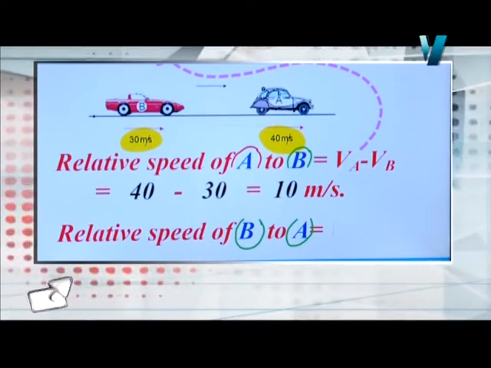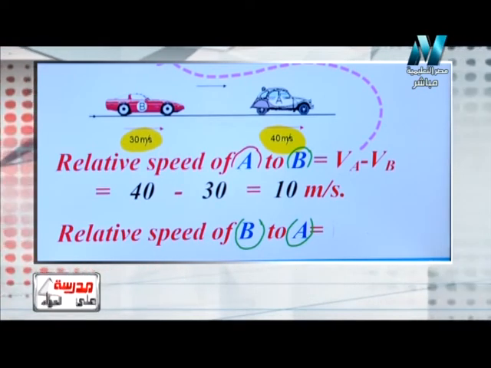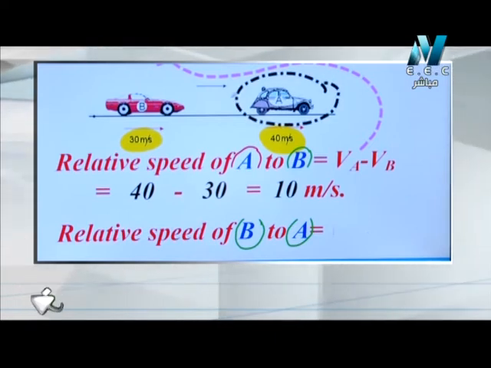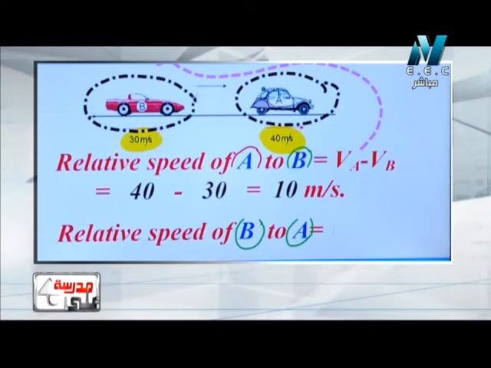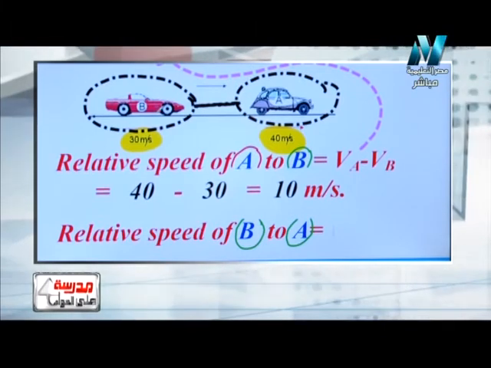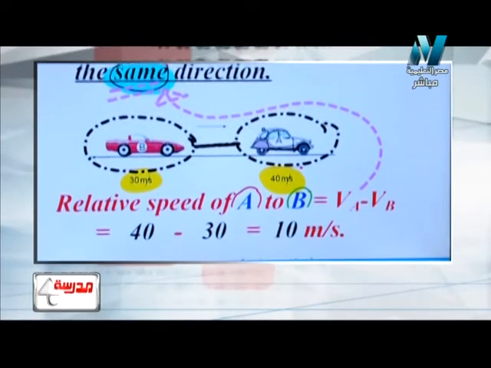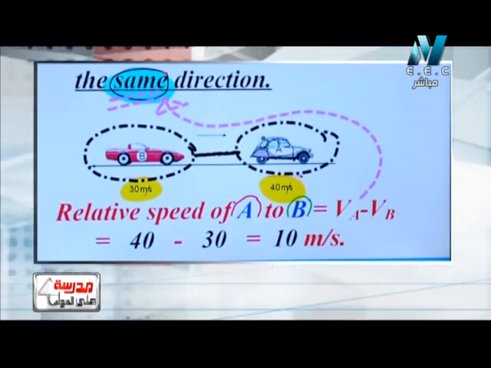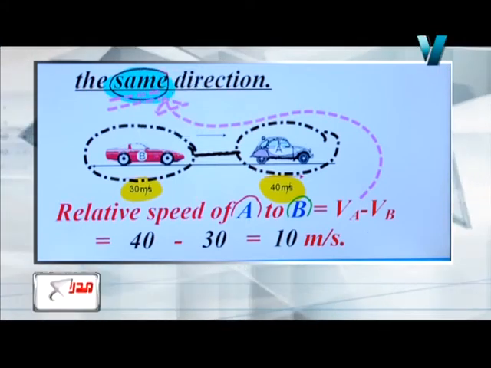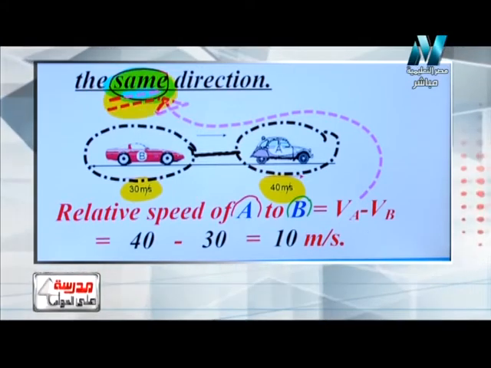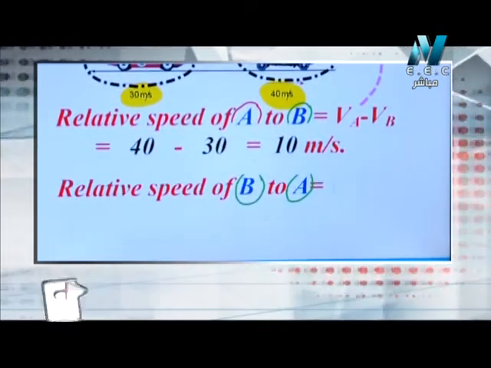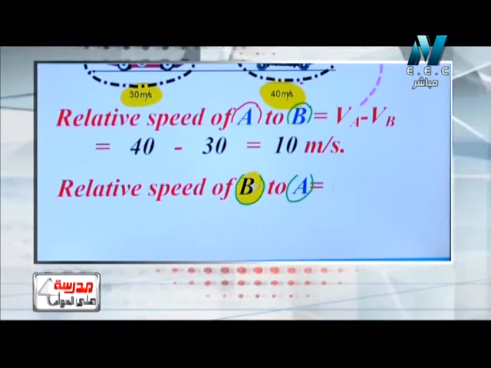So we know now the speed of car A relative to car B is the difference between them. Why? Because of subtraction, عشان ابقى more specific. ليه؟ Because they move in the same direction, بيتحركوا في نفس الاتجاه.